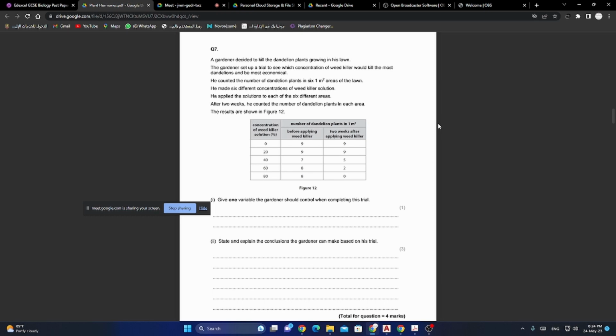A gardener decided to kill the dandelion plants growing in his lawn. The gardener set up a trial to see which concentration of weed killer would kill the most dandelions and be most economical. He counted the number of dandelion plants in six 1 meter squared areas of the lawn, made six different concentrations of weed killer solution. He applied the solutions to each of the six different areas. After 2 weeks, he counted the number of dandelion plants in each area.